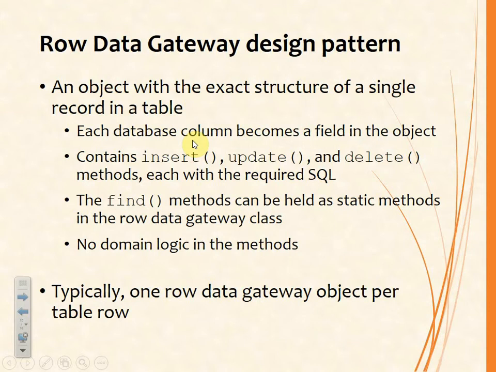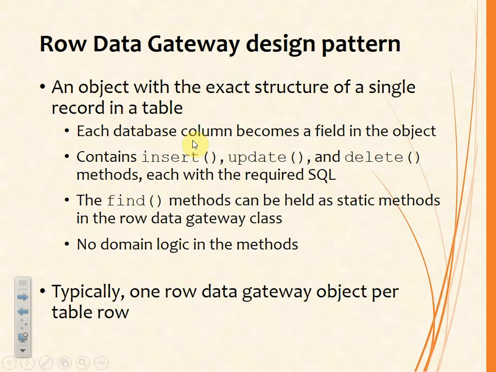The find methods, therefore, are going to be separate. One way of doing that is to put it into a separate class. What I prefer to do is to make them static methods within the class that they relate to. So you'd have a find by ID method as a static method in the row data gateway. So if you had a customer row data gateway class, then you'd have some static find methods that would return instances of the customer row data gateway. And then the insert, update, and delete methods will operate on those individual objects.